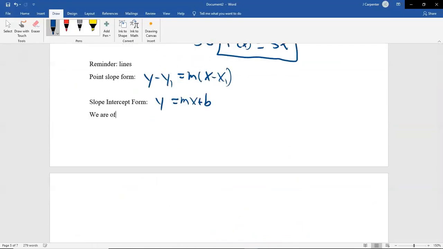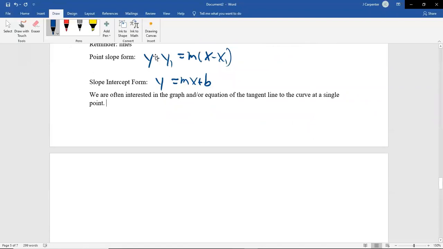So we are often interested in the graph and or equation of the tangent line to the curve at a single point. So to get the line, we got to know how to put things in point slope form and get slope intercept form out of it.